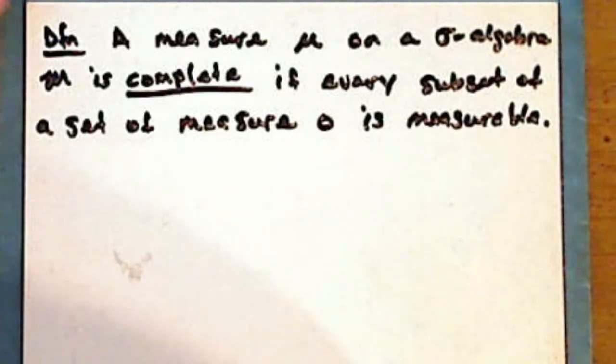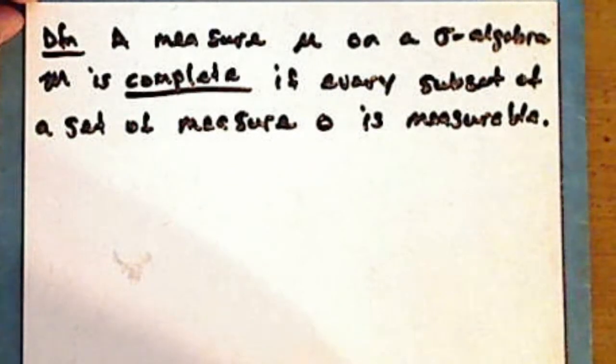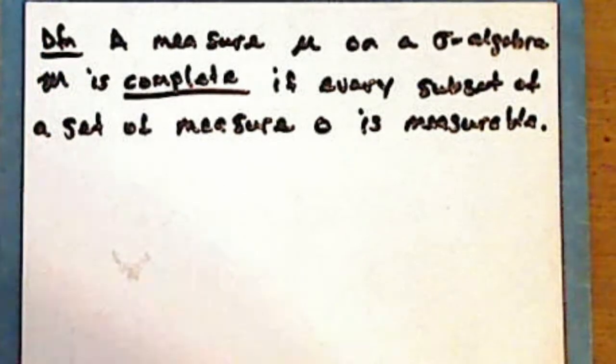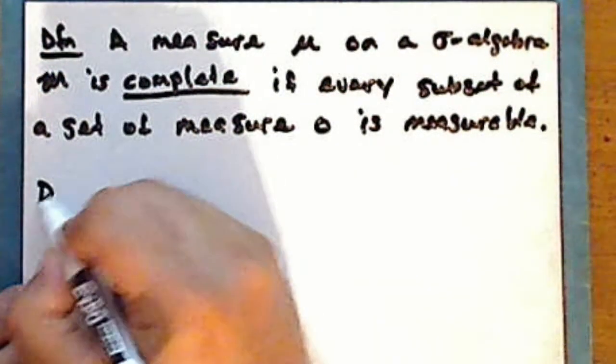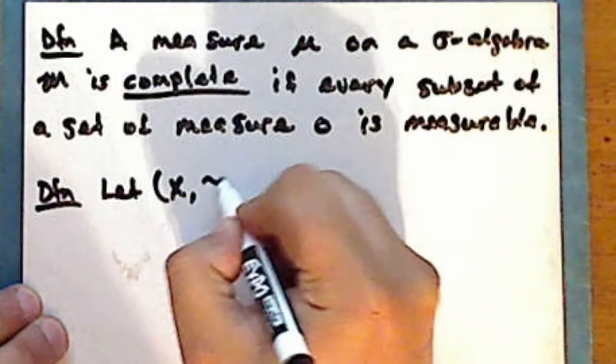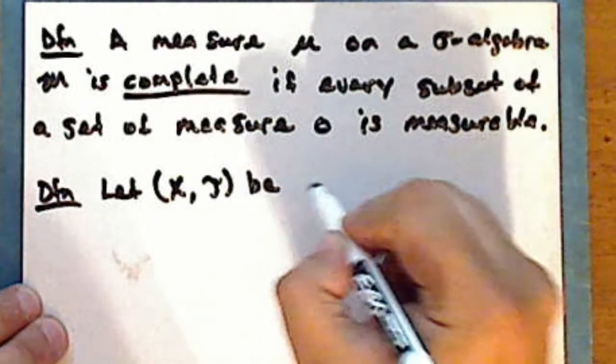Alright, so next we'll look at the Borel measure. Now the Borel measure is specifically defined on a locally compact Hausdorff space, so we need to know what that means. Let X, together with some topology, be a topological space.